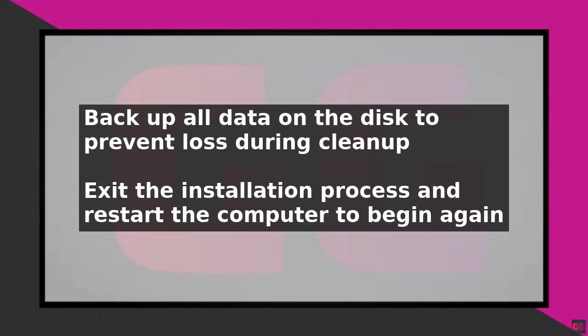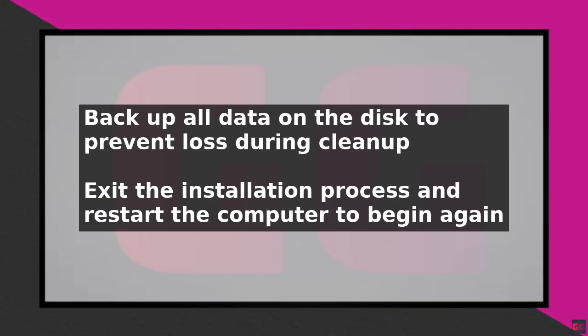To fix the error that occurs when selecting a partition for installation in Windows 11, start by backing up all the data on your disk, as the solution involves cleaning the disk and erasing everything on it. Once you've backed up your data, exit the installation process by clicking the X button at the top right and then confirm that you want to quit.